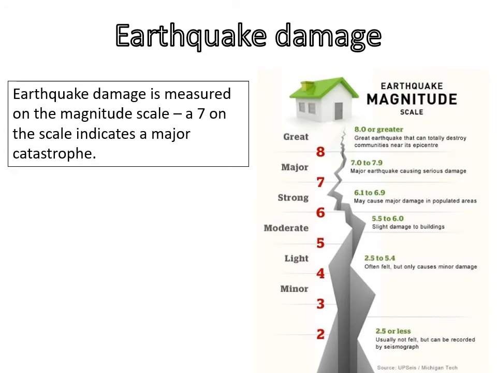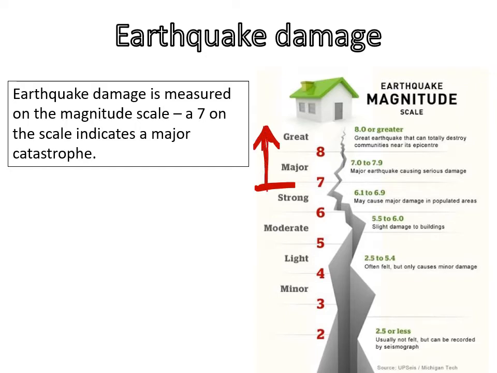Okay, when we're talking about earthquakes, we often think about the damage that's caused, and how humans are affected by them. So you might have heard of the Richter scale. Earthquakes are measured on the Richter scale, sometimes called an earth magnitude scale. And anything above a 7 on our magnitude scale is deemed as very, very strong.